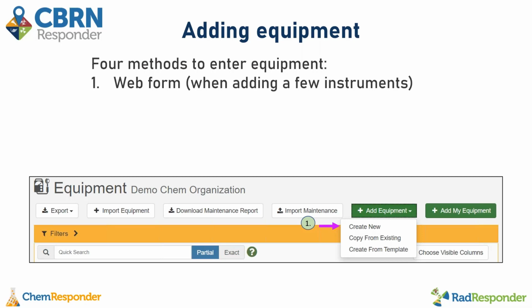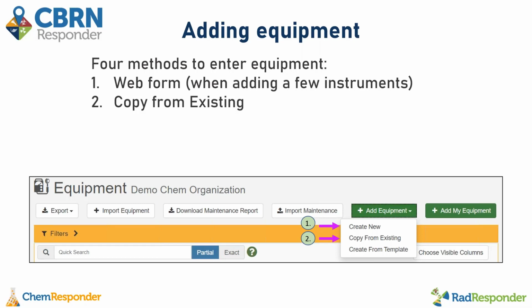The first is through a simple web form. So you can see in the top part of the equipment page on the image there, if you click the Add Equipment drop-down, that's the first option that's available for you. You can create a new record. This is most handy when you're adding just one or a handful of instruments at a time. We'll talk about ways that are more conducive to uploading multiple instruments at one time.